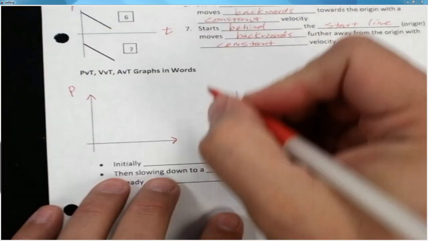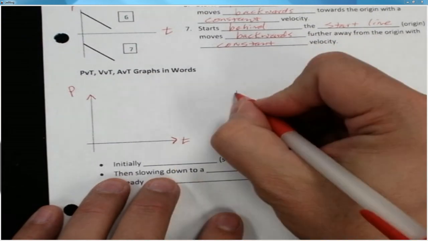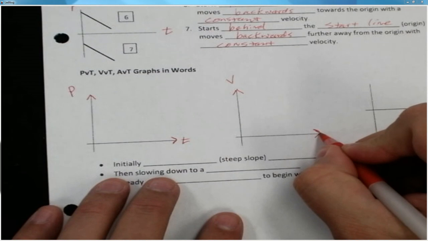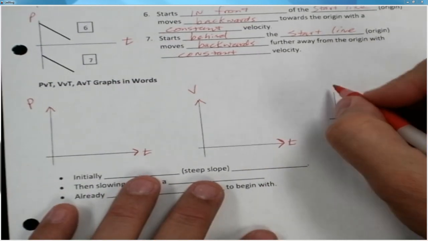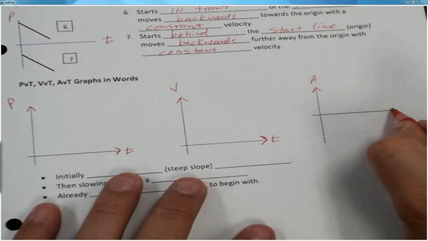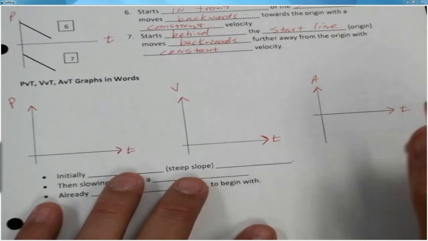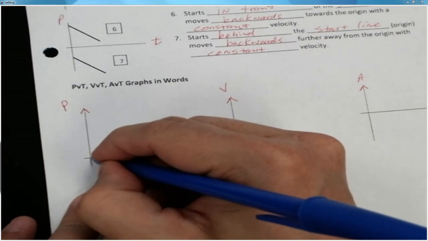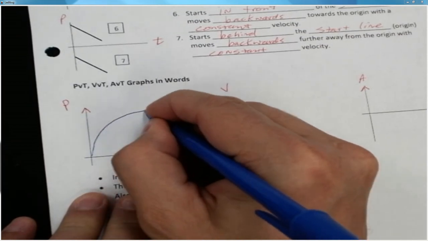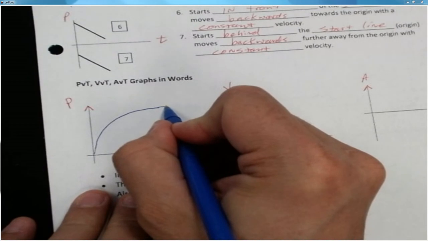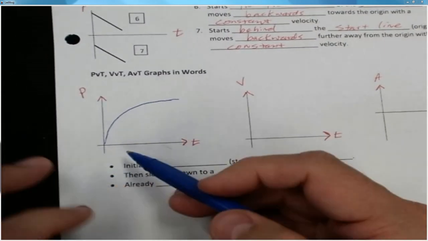So here, this is going to be position versus time. This is going to be velocity versus time. And this is going to be acceleration versus time. I'm going to draw you a graph like we haven't quite seen before. So this is a position versus time graph.